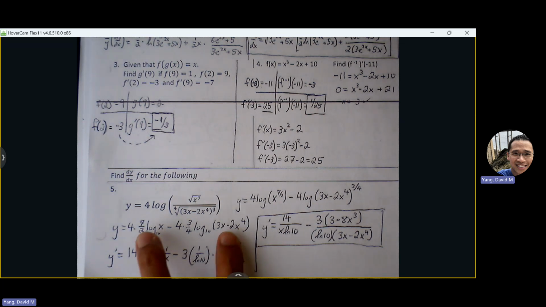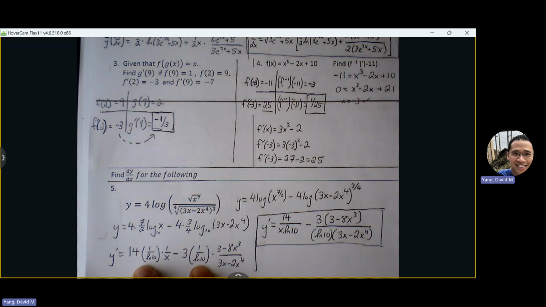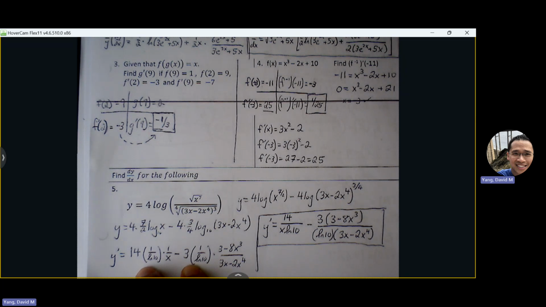But this is base 10, so there's a little bit of additional conversion that needs to happen. So there's a 1 over natural log of 10 that needs to sit in front, as well as the coefficient that's part of the problem. Okay. Again, an unsimplified answer will earn you full credit as well. It's just if your answer has a negative exponent, I do want you to push that negative exponent to the other side.